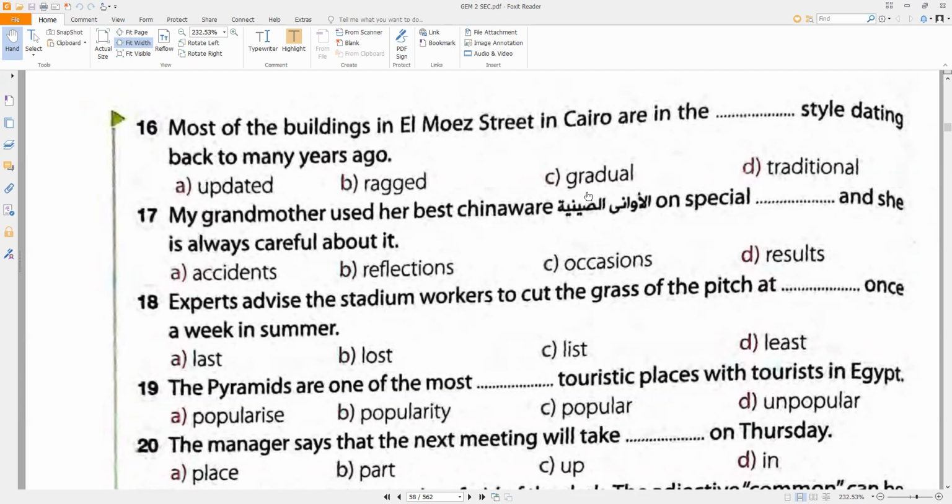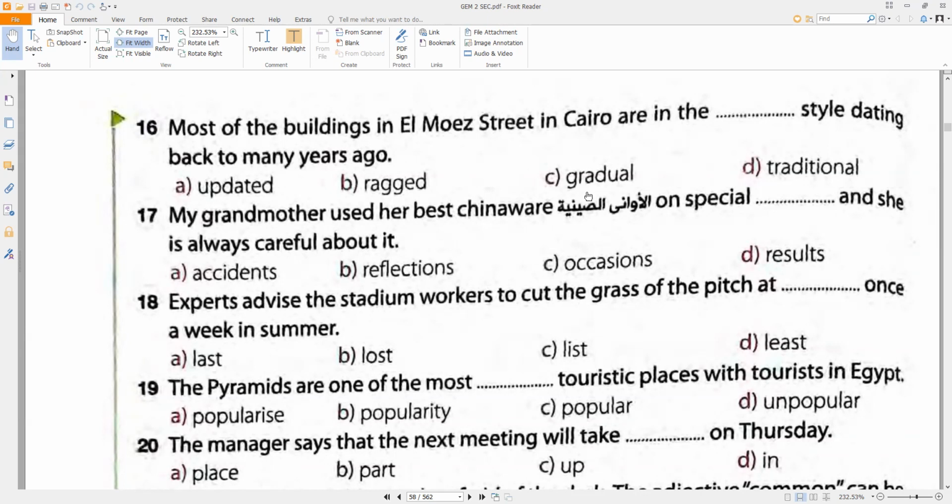Number 18. Experts advise the stadium workers to cut the grass of the pitch at least once a week in summer. At last, least, at least, yes.